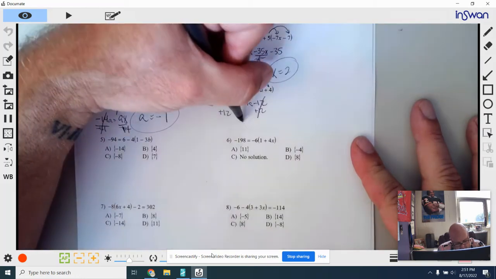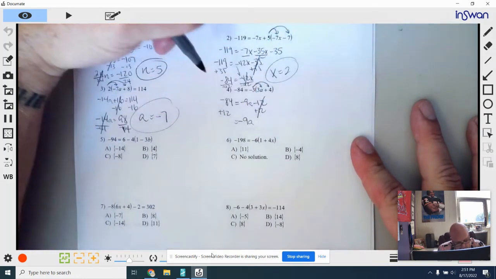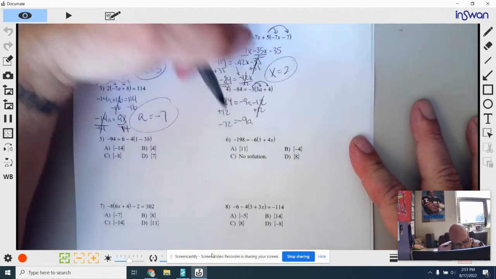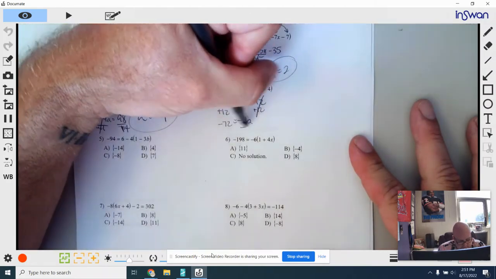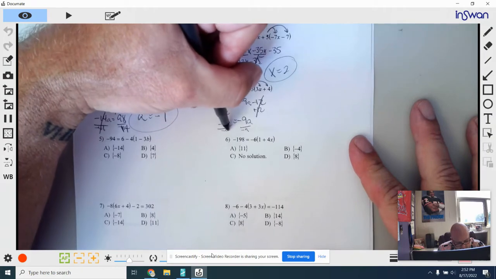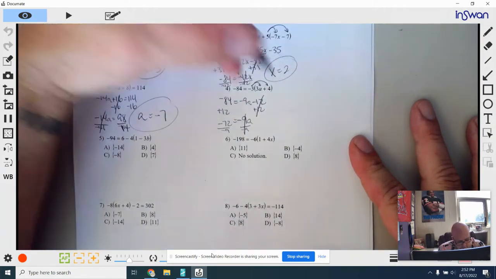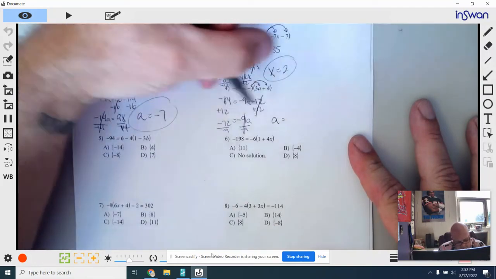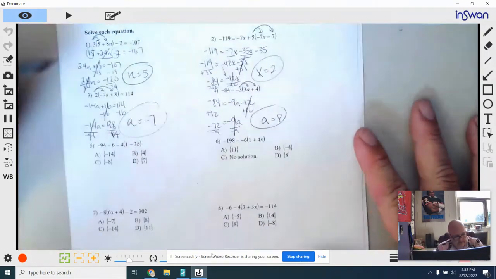That cancels, so I'm left with negative 9a. And a negative 84 plus 12, well, that's going to give you a negative 72. And then I'm going to divide everything by negative 9. Cancels. So we get positive a. And these two negatives, that's going to make a positive. That's going to be positive 8.